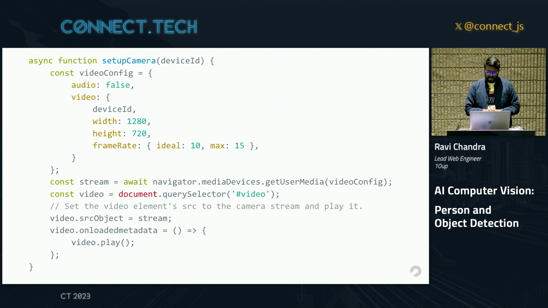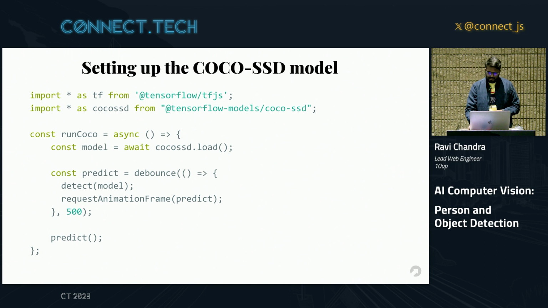And in terms of the stream, we again use the media devices API, call the get user media, pass on the video config, and then you have the stream of your computer's camera. And then we get an instance of the video element itself, set its source to the stream, and once the metadata is loaded, we just start playing it. And so that's how we set up the camera.